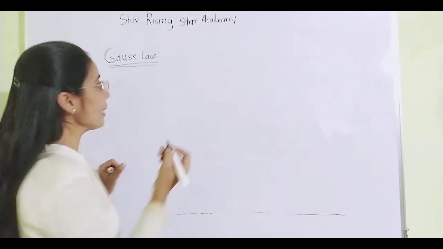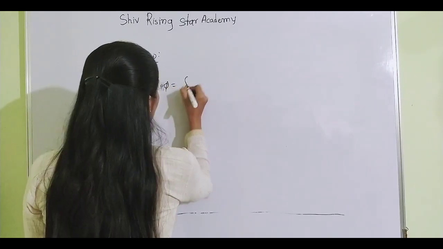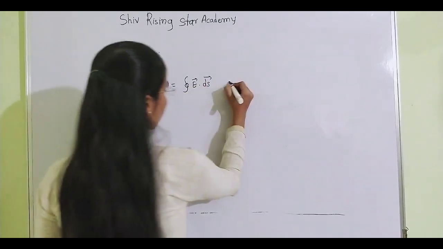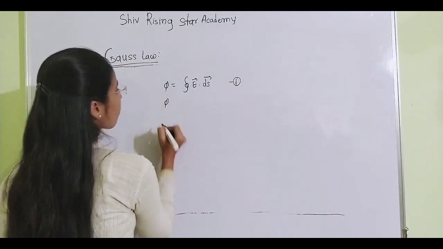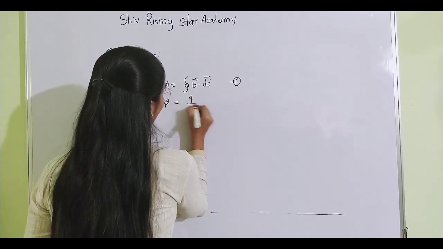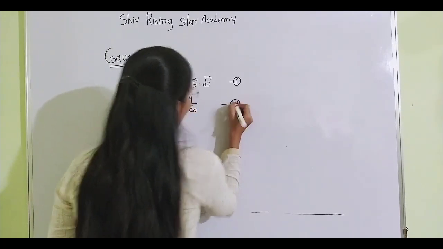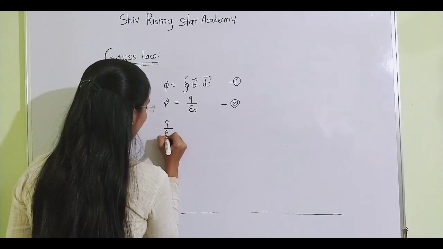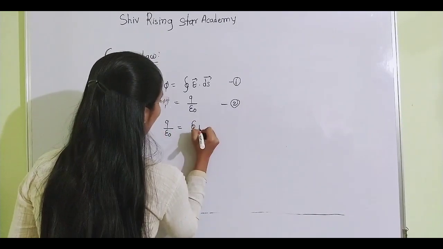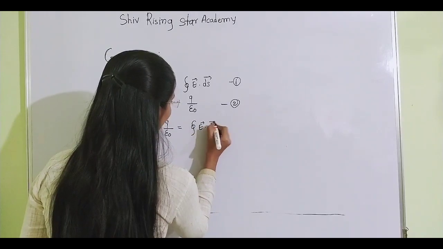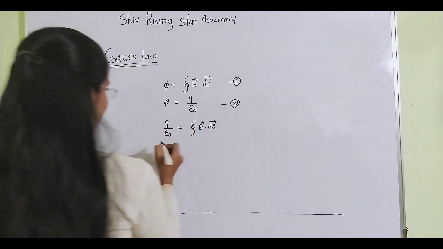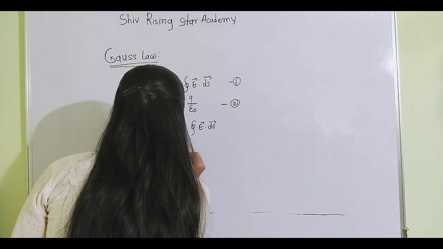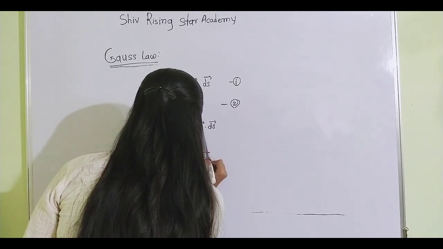Our equation number first is phi is equal to the closed integral of E bar dot ds bar, and this is our equation number first. And what is our equation number second? Phi is equal to Q by epsilon naught. So combining these two equations, we will get Q by epsilon naught is equal to E bar dot ds bar, or we can arrange it like this: E bar dot ds bar is equal to Q by epsilon naught.